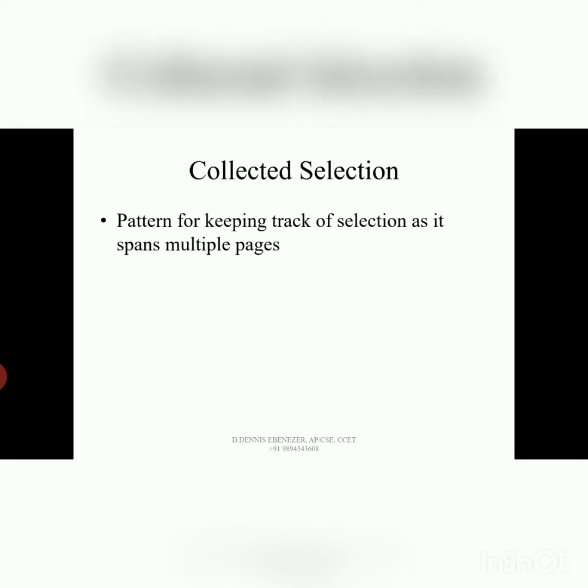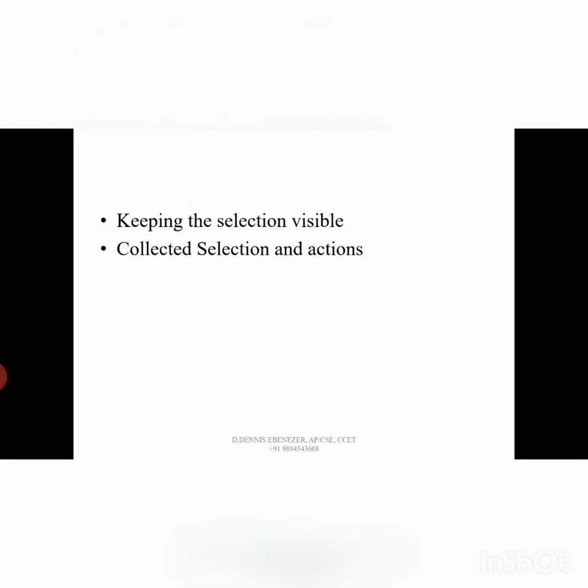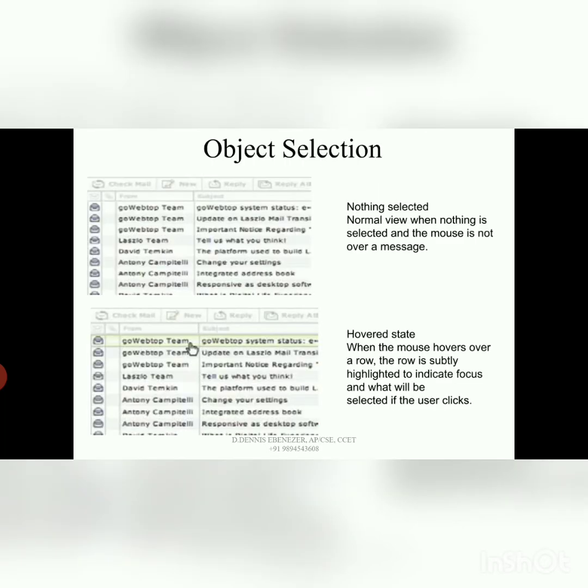Next, we will be seeing about object selection. Object selection is a selection that is done directly to the object within the interface. Here in this example, we can see the states of object selection. First, nothing is selected, where every object has not been highlighted or selected.